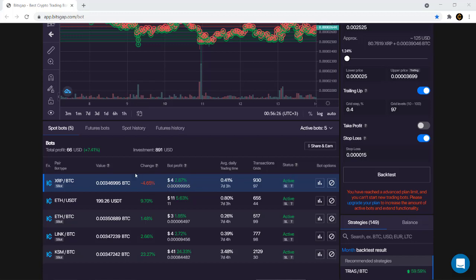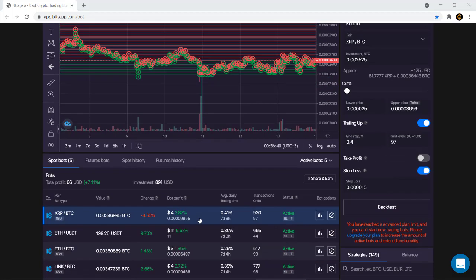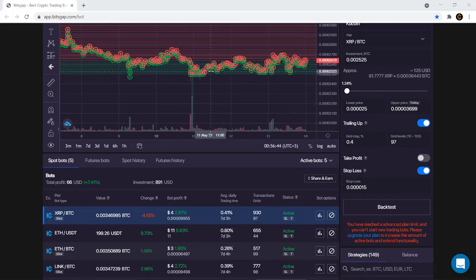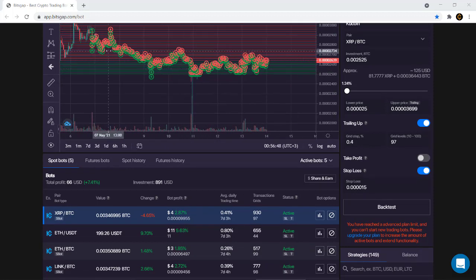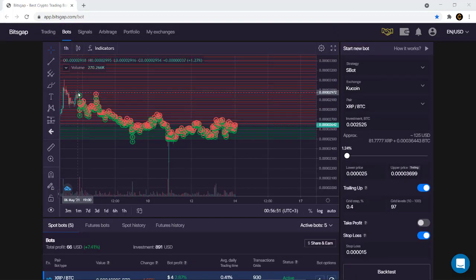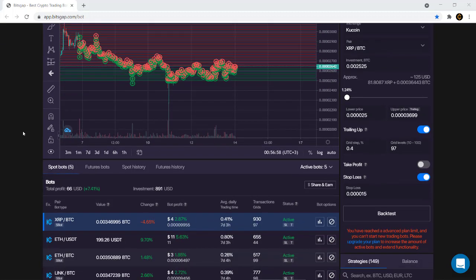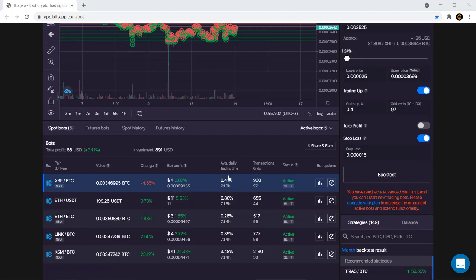Okay? And if we wouldn't have been running the grid bot and we just bought XRP and held on to it, then that value would be even lower. It would be minus 7 point something. And so even though the value of XRP has gone down since we started, if we take a look here, we can see that when we started, the value was up here, and now it's gone down. So if the value goes back up again, then we're going to make a nice profit from this. And you can see that the average daily profit from the trading is 0.41%, which is a nice amount.